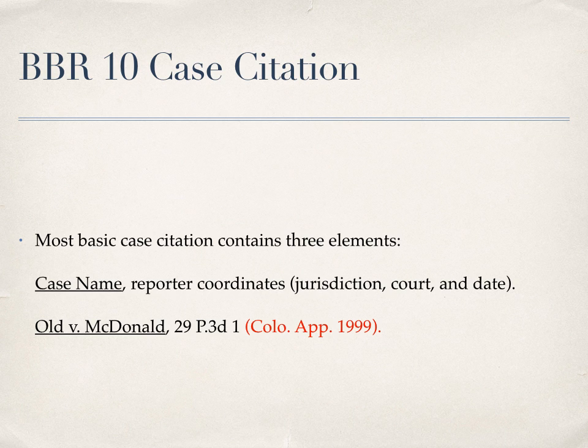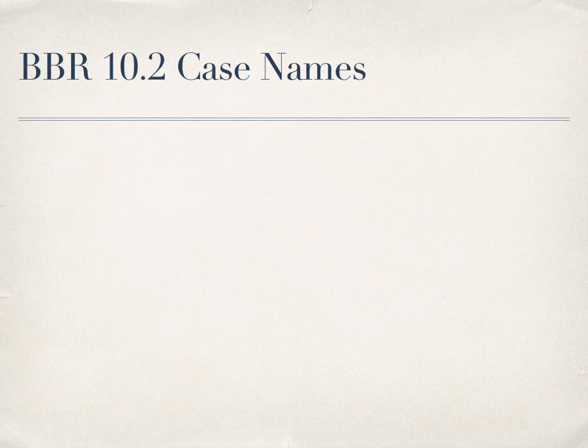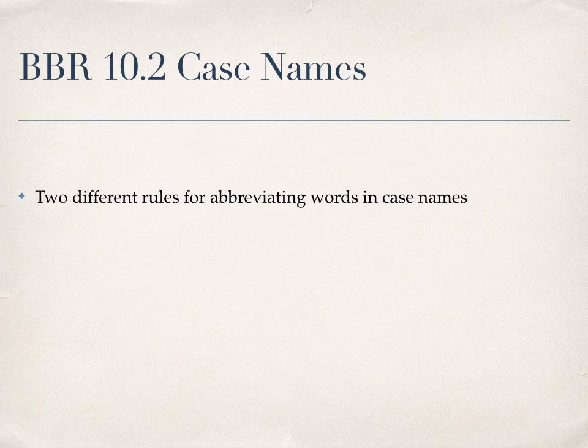Over the next few lessons, we will dive deeper and deeper into these three basic components. Let's start our first close examination with case names. The rules for formatting your case name in a citation can be found in Rule 10.2. Rule 10.2 has two subsets of rules for abbreviating the words that might make up your case name.